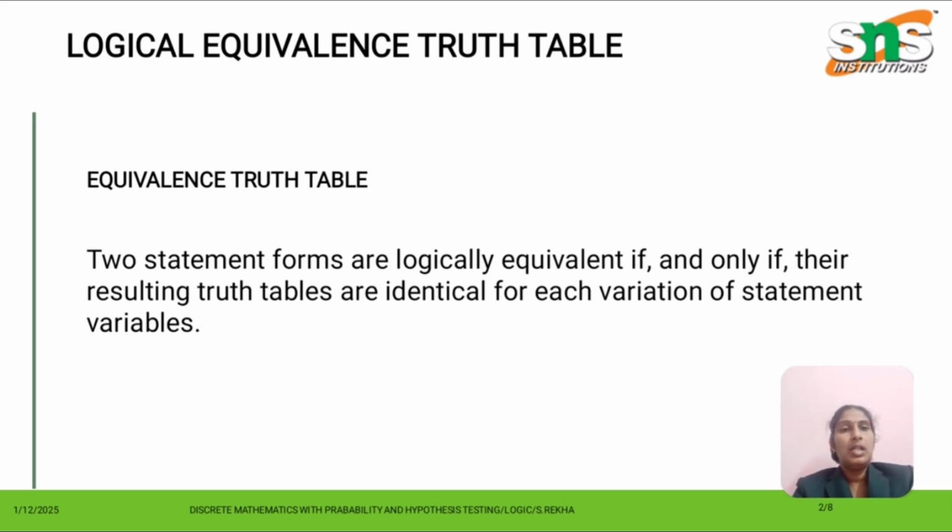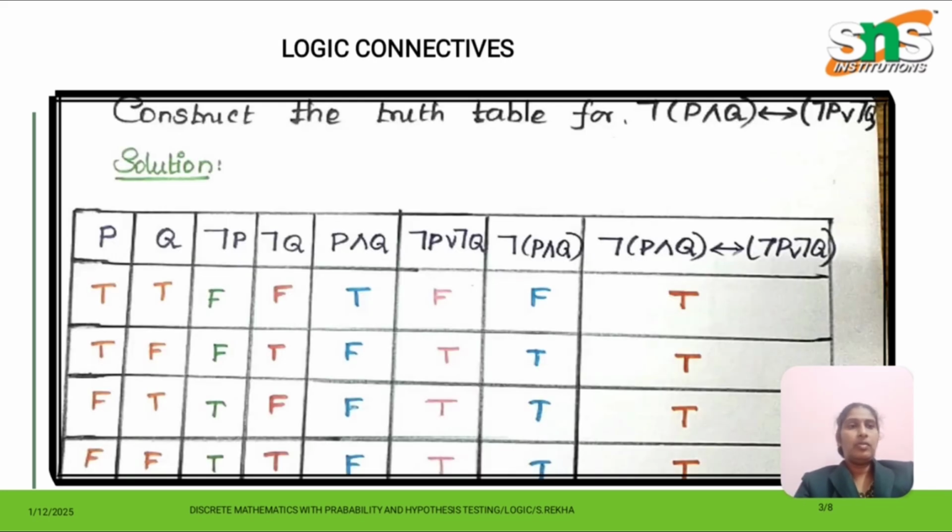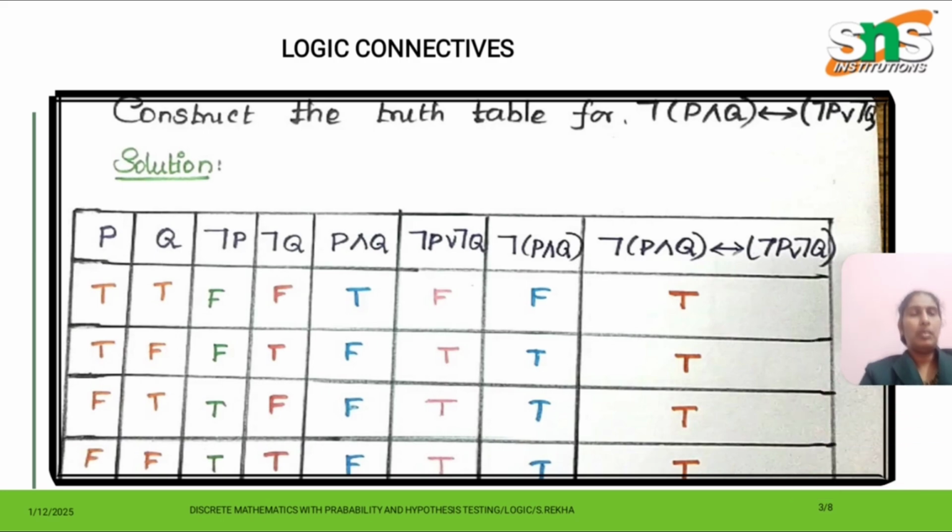Logical equivalence by truth table means two statements are logically equivalent if and only if their resulting truth tables are identical for each variation of the statement variables. Next, let us consider some problems.